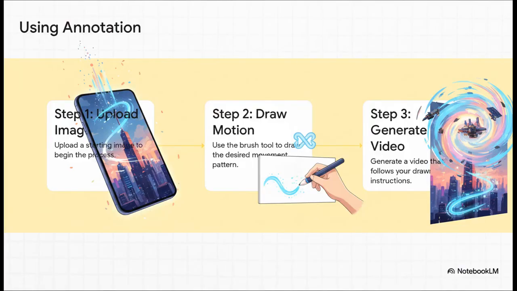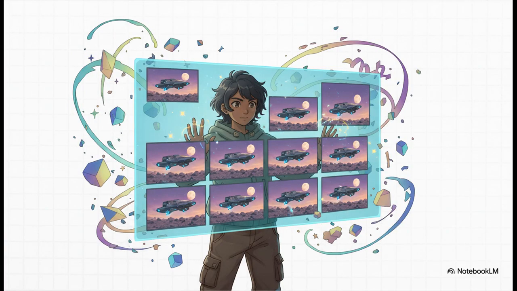And the process couldn't be simpler. Seriously, you just upload your picture, grab the brush tool to paint the path of motion you're picturing in your head, and then you just hit generate. The AI sees your drawing as a direct command and makes a video that follows it perfectly. It's that easy. Next up is draft mode, and you should think of this as your creative sandbox.